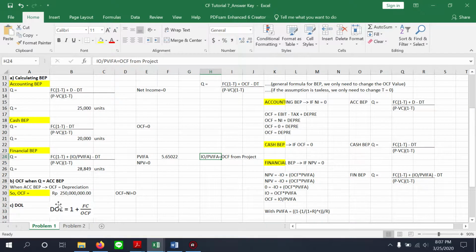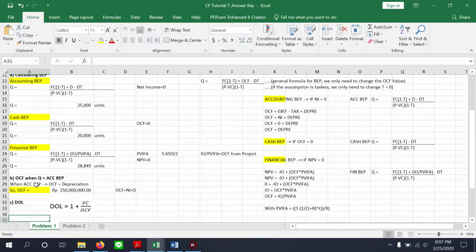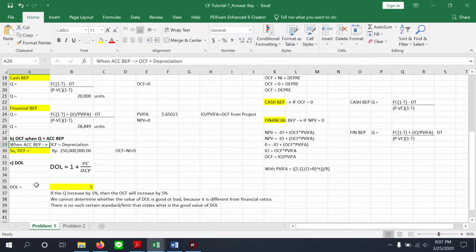Now we're moving to part B. Here you can see OCF. They're asking for OCF when the project is at accounting break-even. There's a simple rule of thumb for this. When at accounting break-even, OCF is equal to depreciation, and the reason is that the formula for OCF is net income plus depreciation. That's a simple formula. So when your net income is zero because you're at accounting break-even, that means OCF will equal depreciation. So OCF will be this much.